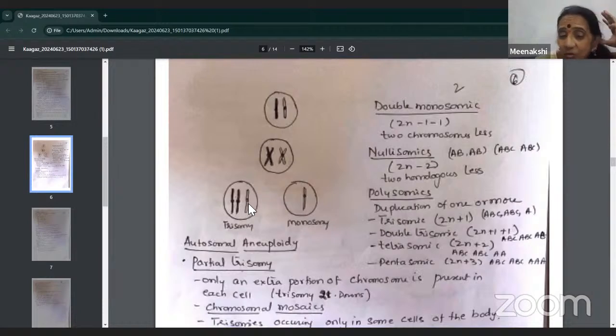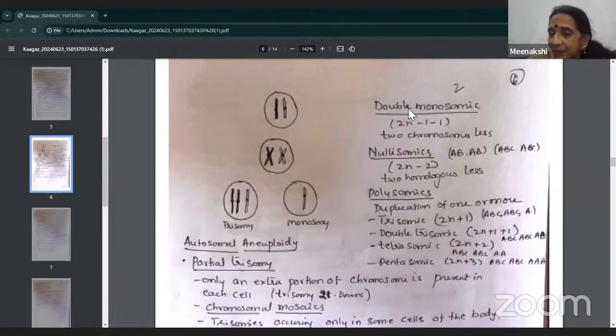The individual with one extra chromosome will have 46 plus 1 chromosomes, whereas here it is 46 minus 1. So if non-disjunction occurs during meiosis, you will see a disparity in the chromosomes given to the offspring cells. This phenomenon brings about a change in the chromosome number.